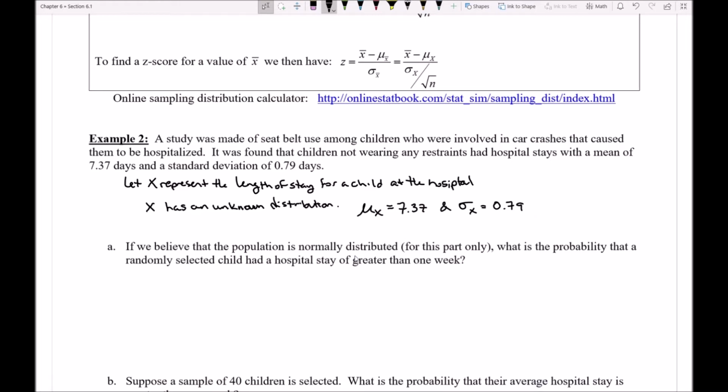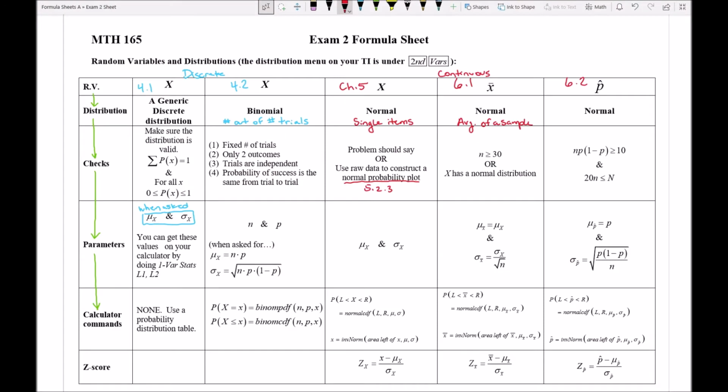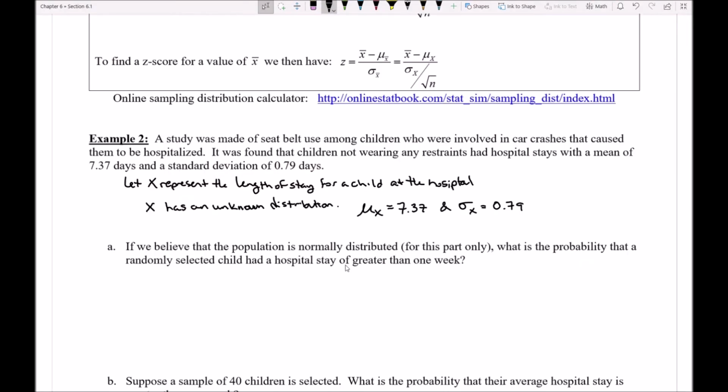But if I assume the population is normally distributed, then the problem actually does say so, and I can confirm that I am indeed in this third column, which then means I would have gone through these first 4 steps of the flowchart. And so now I could ask, what is the probability that a randomly selected child, notice this is a child, had a hospital stay of greater than a week?